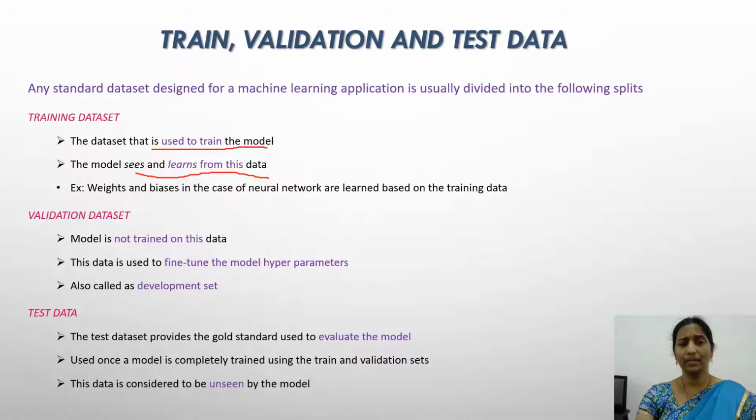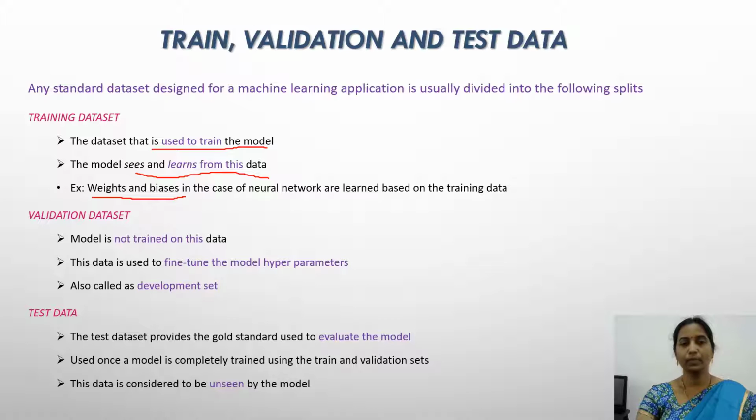For example, in case of neural networks, all the weights and biases of the model are decided depending on the data set that is available during the training. So that is what the training data set is. The model is tuned to the data that is available in the training set. That is, it is biased towards this data set.